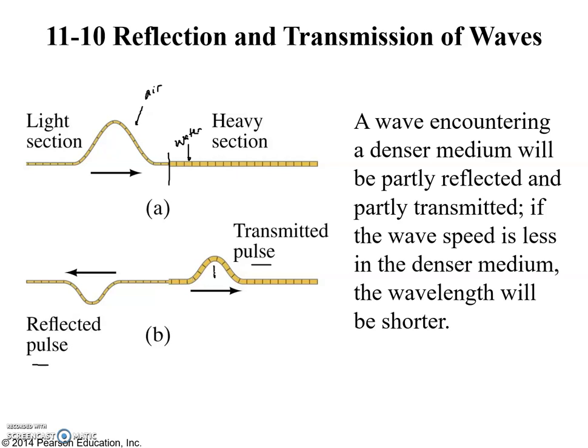The amplitude will be decreased because some of that energy went back this way. Again, this amplitude will be decreased as well. So we had a nice tall wave here with a big amplitude. It hits a change in medium. Some of it is transmitted, some of it is reflected. Each of these waves have amplitudes lower than what it started with. The total amount of energy doesn't change. It just gets split up.